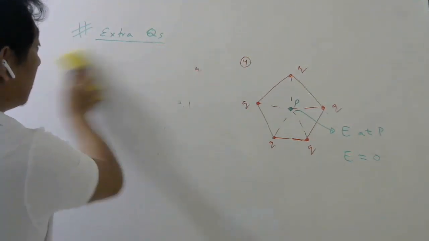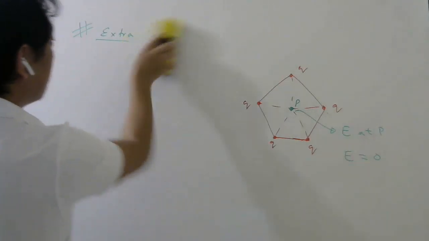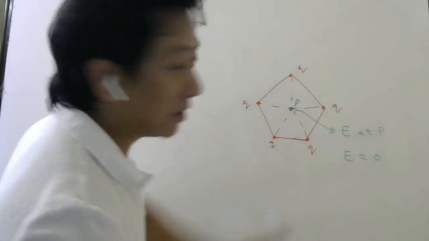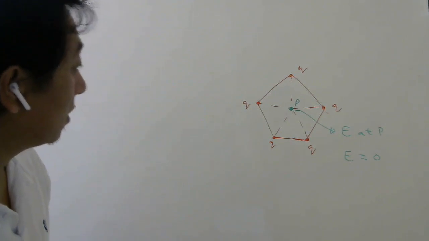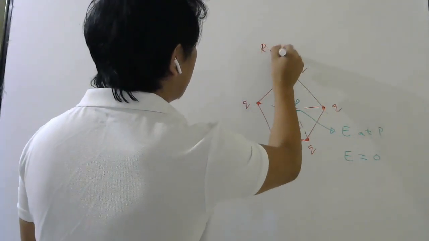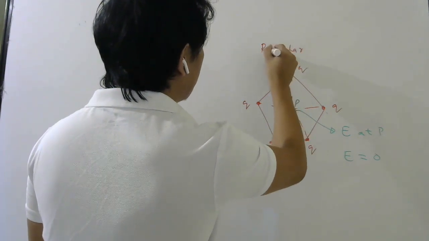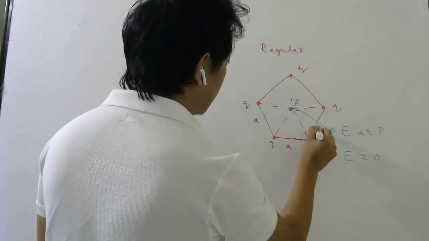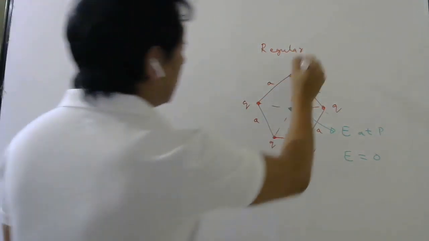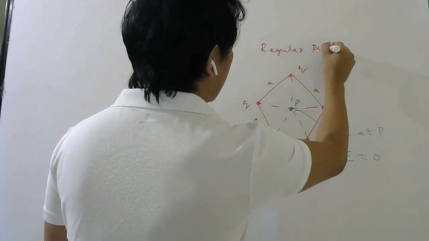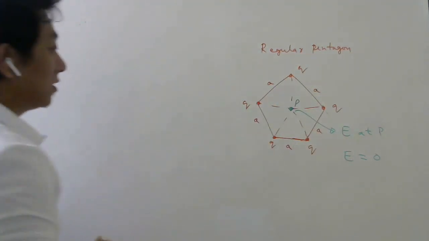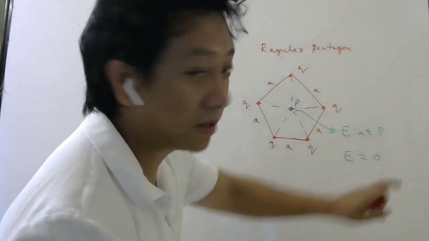Now in the NCERT example, there is a very good question based on this. So when you have 5 charges like this, okay, in a regular pentagon, this is your regular, meaning it is symmetrical. This side is A, this side is A, this side is A, this side is A, this side is A. Okay, so in a regular pentagon, if you put like charges, identical charges in the corners, at the center electric field is 0.